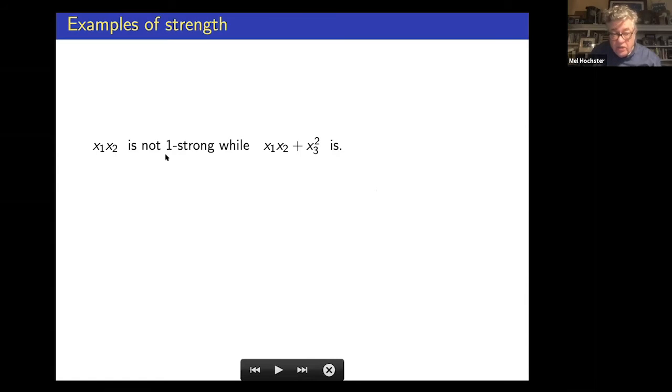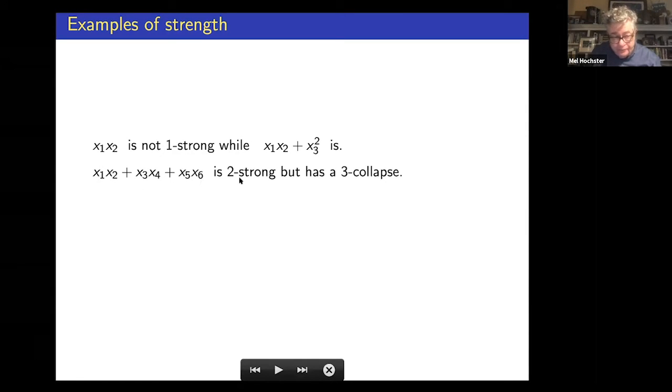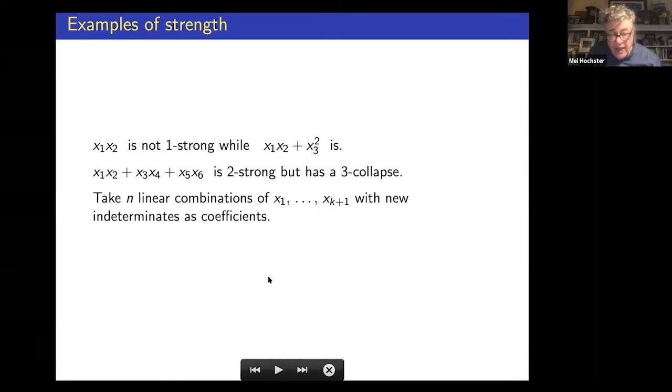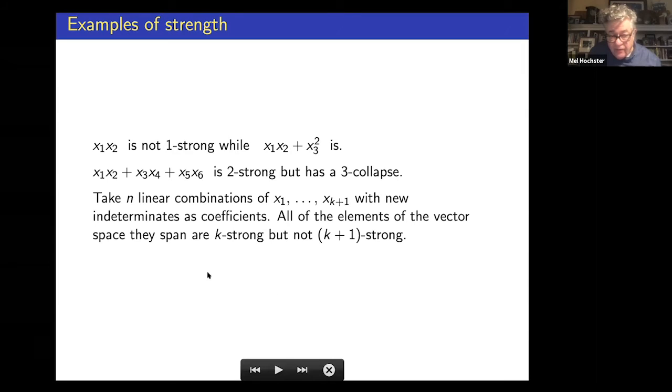So x1, x2 is not 1 strong. It's not irreducible. But if you add x3 squared, it is. It is 1 strong. And if you look at this quadratic form, it is 2 strong. You can't put it into an ideal generated by 2 linear forms, but it has a 3 collapse because you could put it into x1, x3, x5, for example. And if you take n linear combinations of K variables and use indeterminate coefficients, then you get a vector space of forms that are K strong, but not K plus 1 strong.